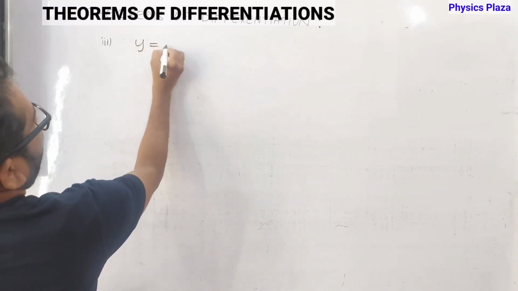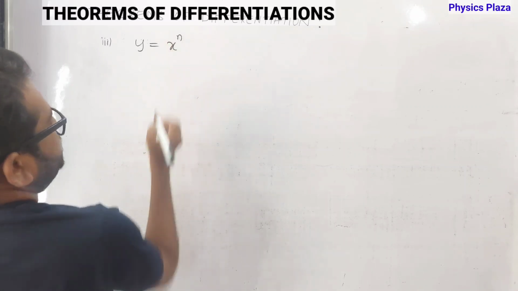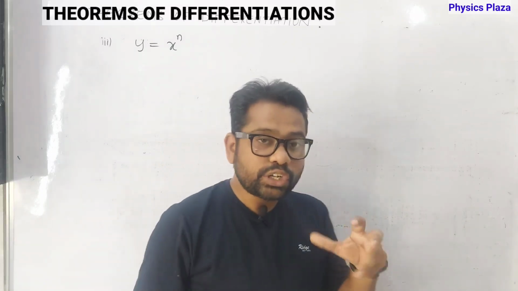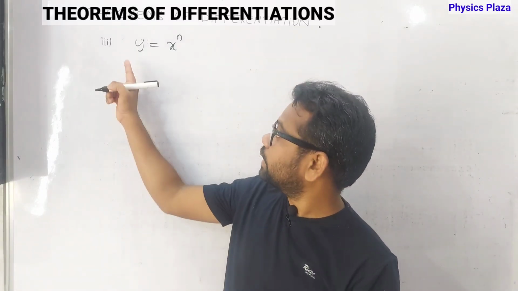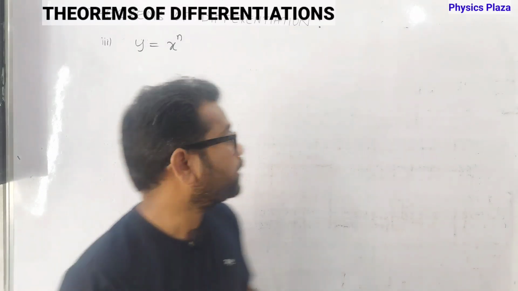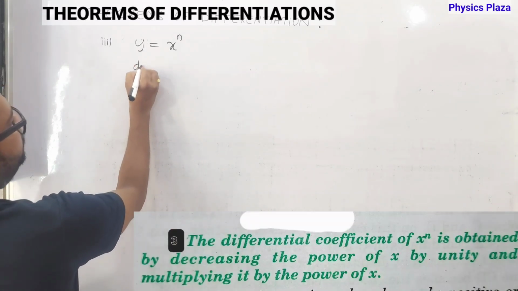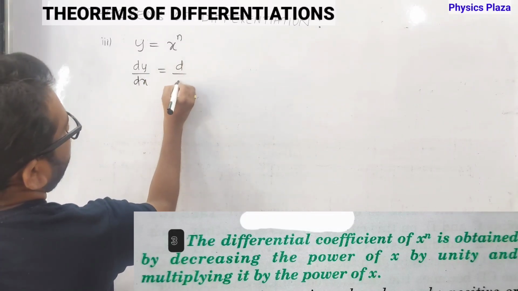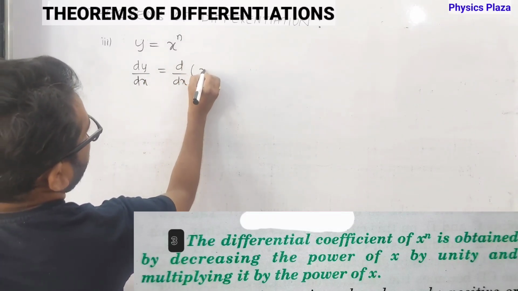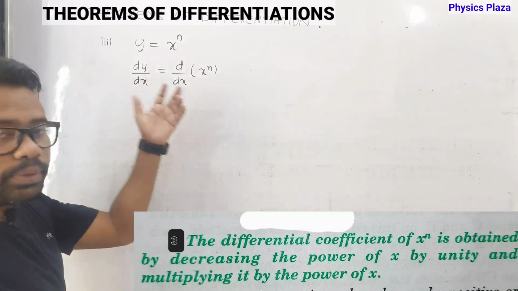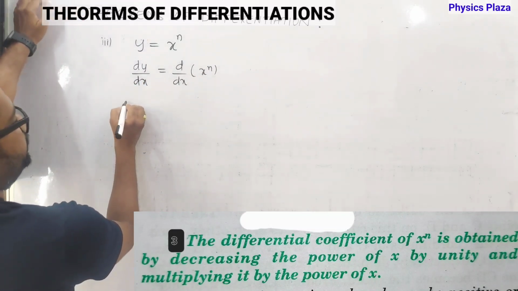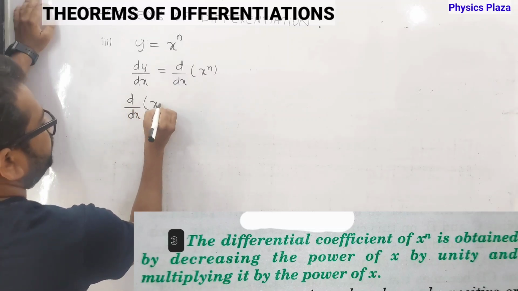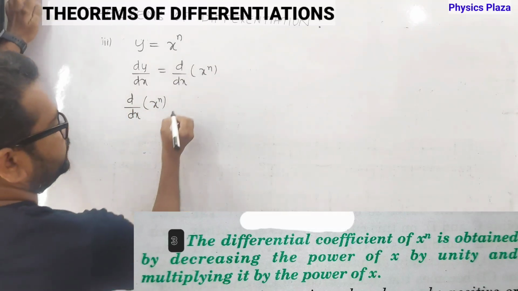If y is equal to x power n, then how can we get the differential coefficient of y? Written as dy by dx, it can be written as d by dx of x power n. But how can we obtain this differential coefficient? Look at children here. The differential coefficient of x power n can be obtained like this.